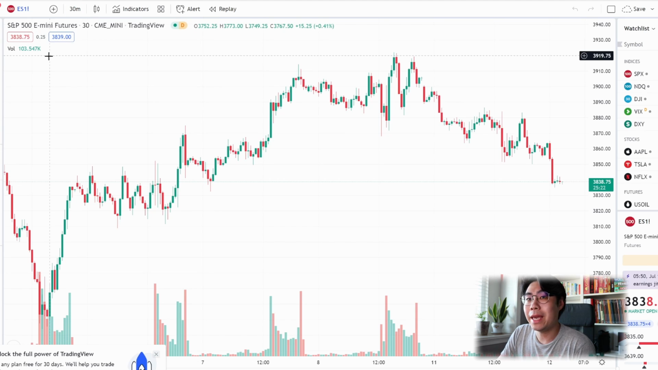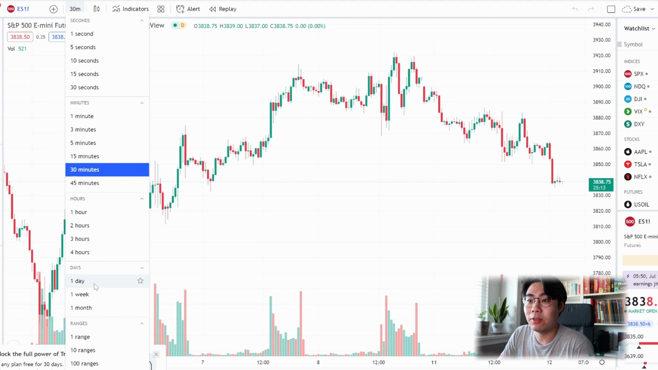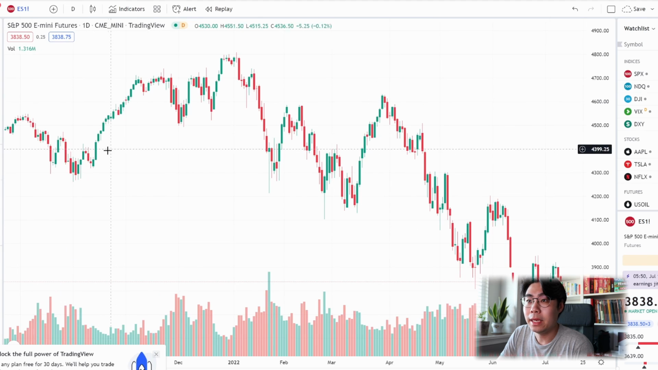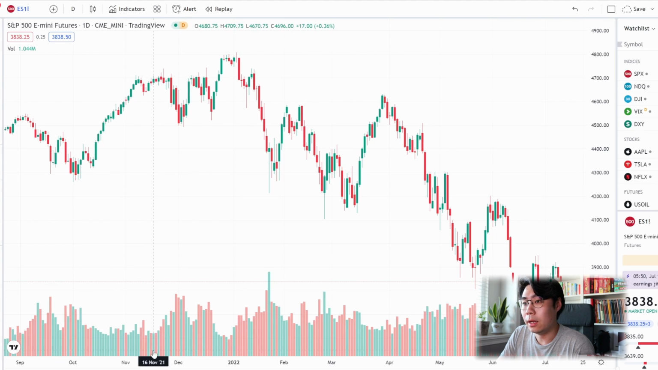So each candlestick represents a time interval, right? What I mean by that is, depending on what your time interval is, let's say if I put it at a day, each candlestick means 1 day has passed, right? So over here, let's say this is October 14th, 2021, and this is the opening price for October 14th, and this is the closing price, right?